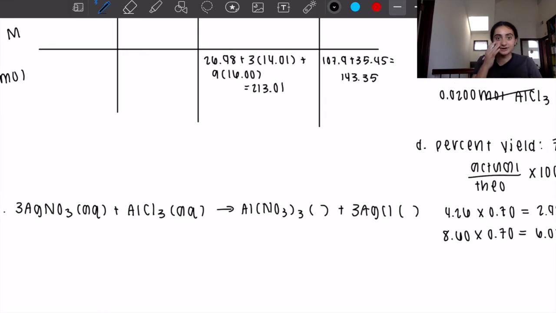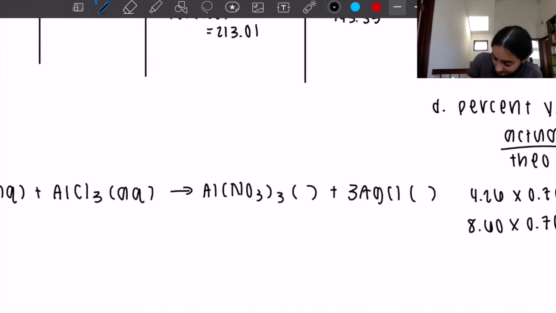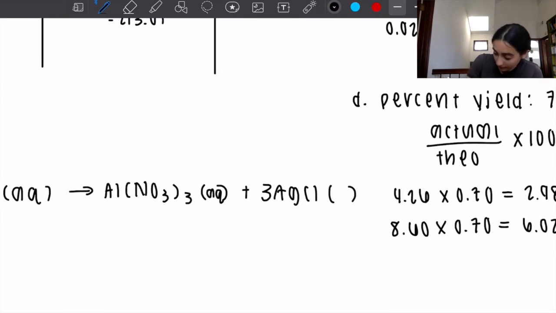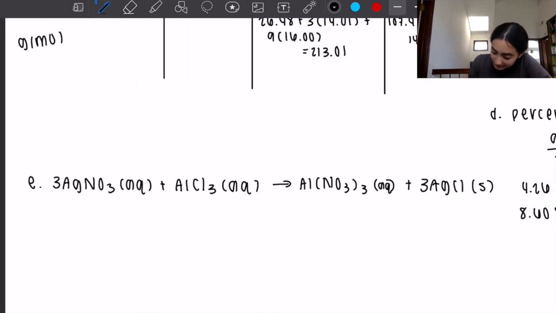So now we're going to use our solubility chart. Everything is soluble with nitrate. So that means aluminum is soluble with nitrate, which means that AlNO3 is not our precipitate. And just to double check, let's go to the chloride ion, and Ag+ is not soluble with the chloride ion, so AgCl is our precipitate. So that is our formula equation.